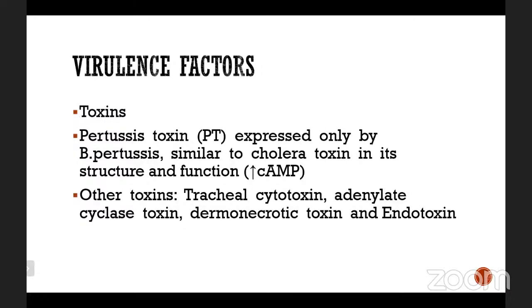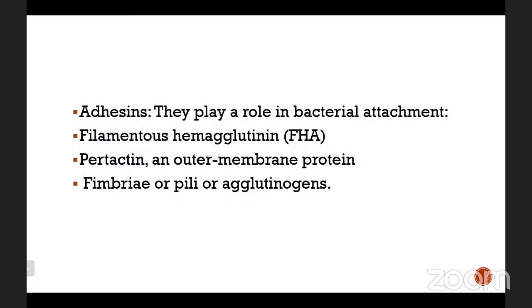The virulence factor of Bordetella is pertussis toxin, expressed only by Bordetella pertussis. It is similar to the cholera toxin in its structure and function, in which increased cAMP is seen. Other toxins such as tracheal cytotoxin, adenylate cyclase toxin, dermonecrotic toxin, and endotoxin are virulence factors. Adhesins play a main role in bacterial attachment: filamentous hemagglutinin, pertactin, which is an outer membrane protein. Fimbriae or pili are agglutinogens.